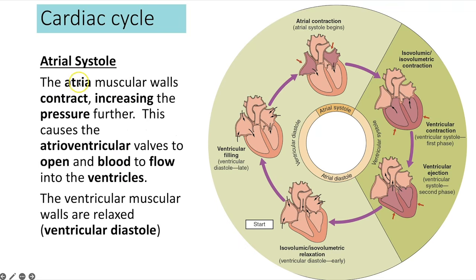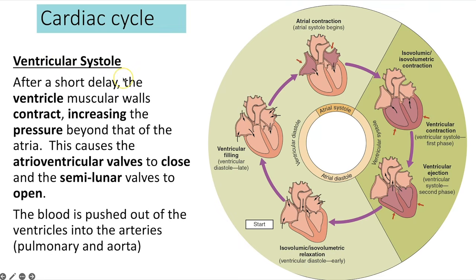Atrial systole is when the atrial muscle walls contract, increasing the pressure further, which causes the atrioventricular valves to open and blood will then flow into the ventricles. But at that point, the ventricles are relaxed or in diastole. And then lastly, we get ventricular systole, when after a short delay, the ventricular muscle walls contract. That increases the pressure beyond that of the atria, causing the atrioventricular valves to close and the semilunar valves to open. And the blood is pushed from the ventricles into the arteries, which are either the pulmonary artery or the aorta.